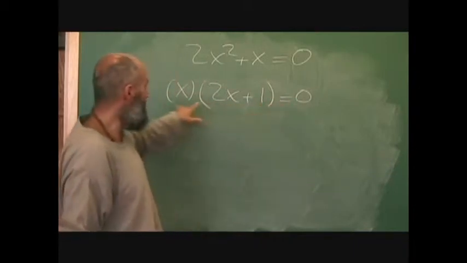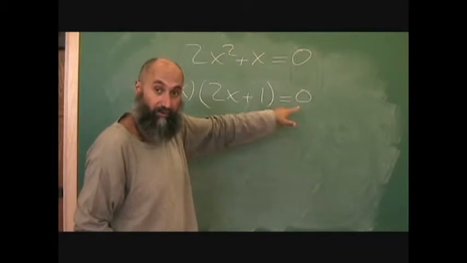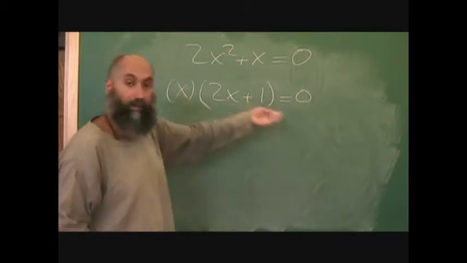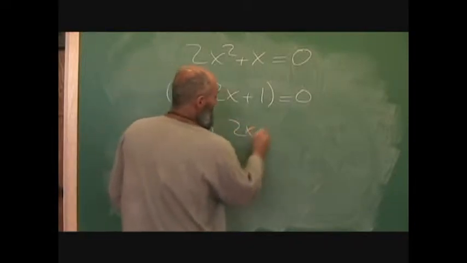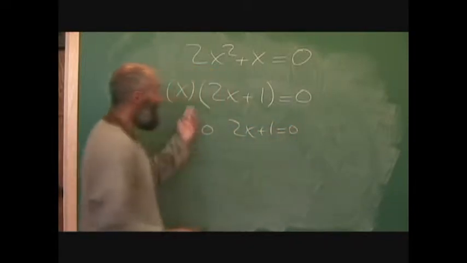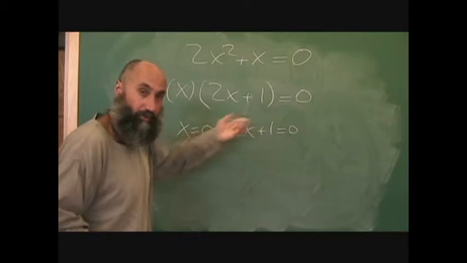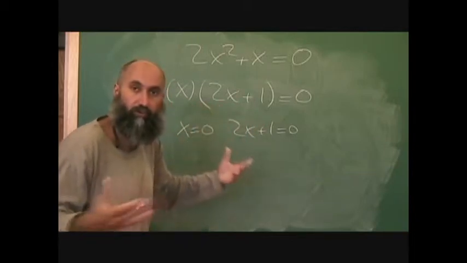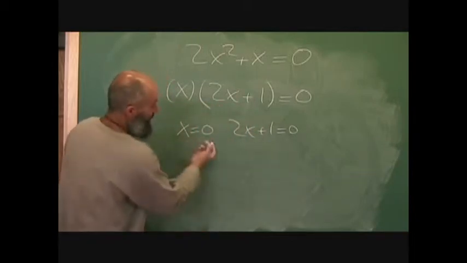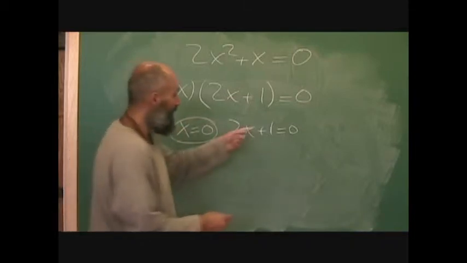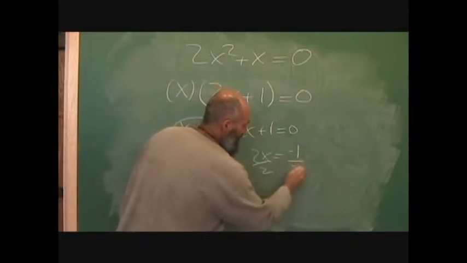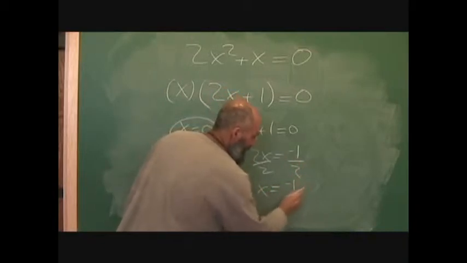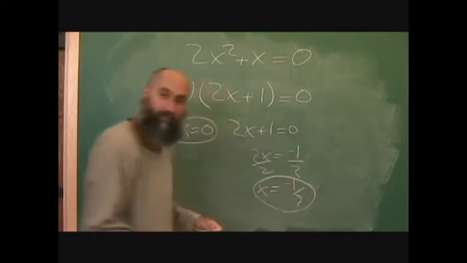And as we talked about before, if two things multiply together to give you 0, then all you do is set each one equal to 0. So x is equal to 0, and 2x plus 1 is equal to 0. You're solving for both of them equaling 0 because you don't know which one equals 0, so you assume they both equal 0. So this is just a straight up answer, x equals 0. Over here, this becomes 2x is equal to negative 1. Divide by 2, divide by 2, so x is equal to negative 1 over 2, and that's your second solution.